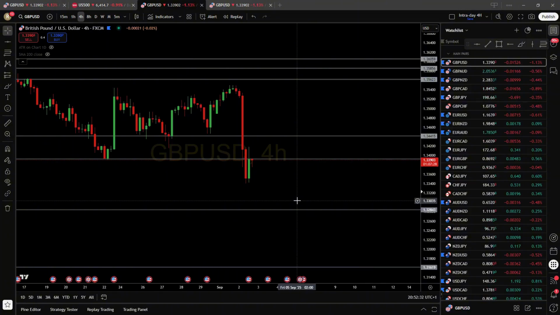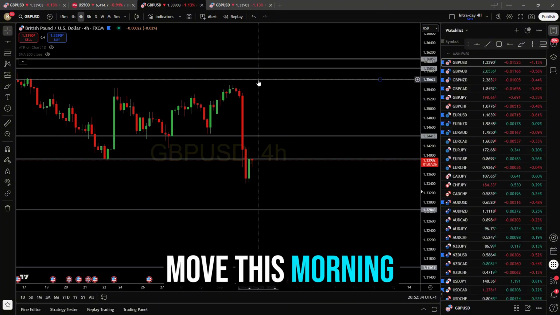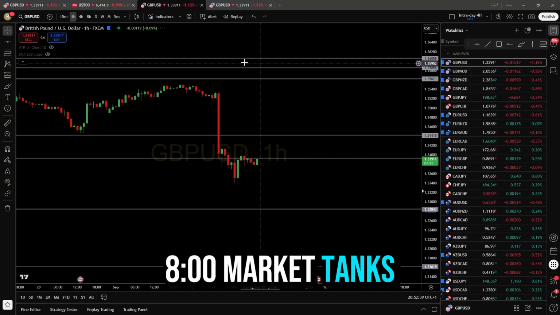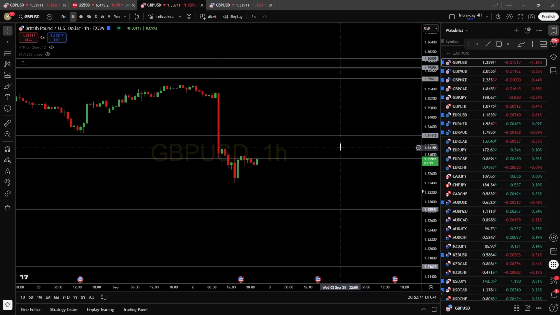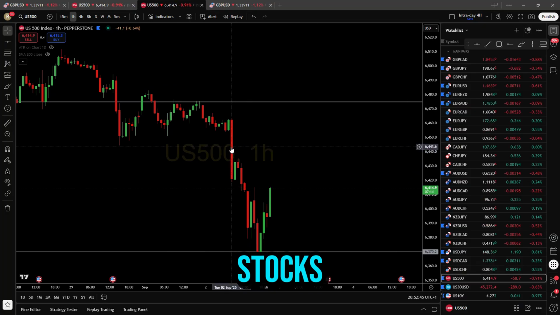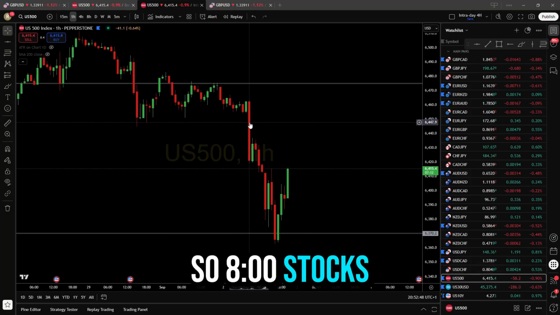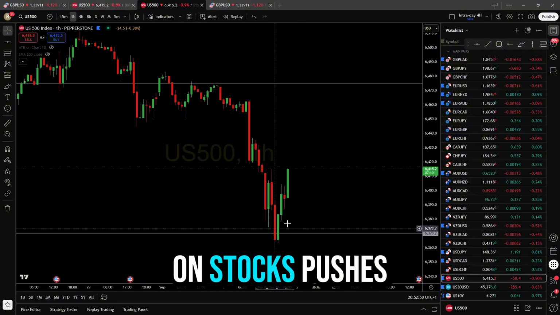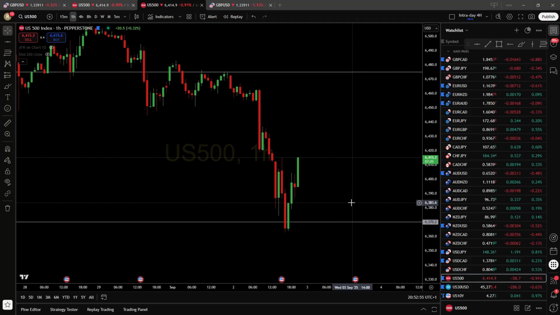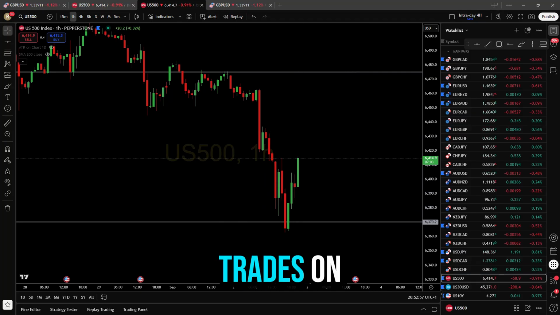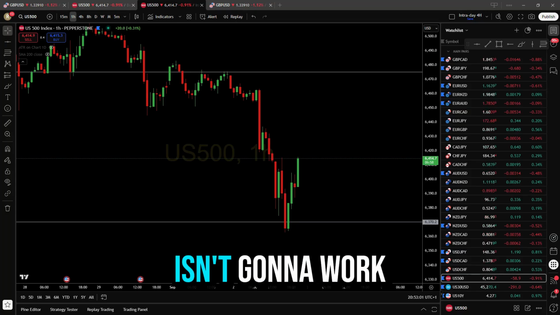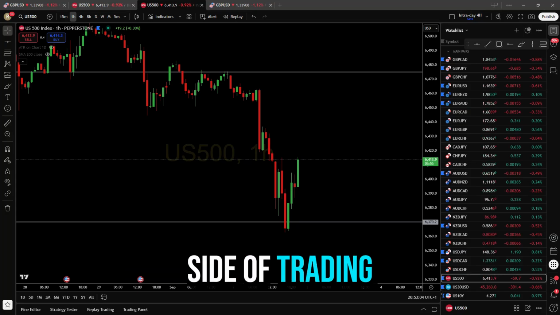Like the pound move this morning, 8 o'clock, the market tanks, and then it gets a helping hand from stocks. So at 8 o'clock stocks tank as well, but then later on stocks push further a couple of times. So just taking trades on that currency pair from your technicals isn't going to work. Now this is where the discretionary side of trading comes in.